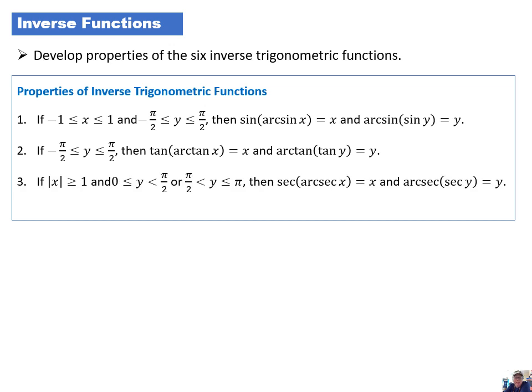And if absolute value of x is greater than or equal to 1, and y is between 0 and pi/2, or y is between pi/2 and pi, then arc secant of x will equal x, and arc secant of y will equal y. Similar properties hold for the other inverse trig functions.